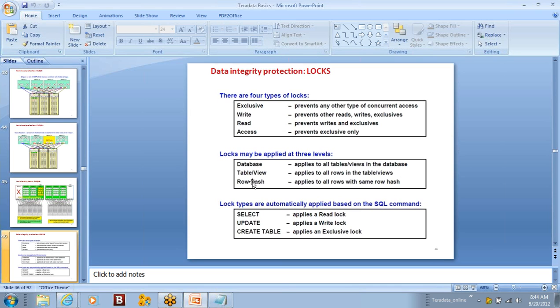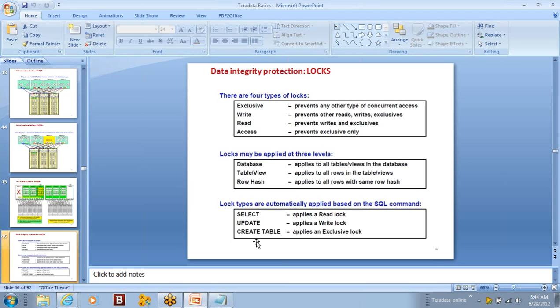Okay, for example, if it is a non-unique primary index, the primary index can be duplicated, so we may have the same row hash value generated for all the rows which have the same primary index. So all these rows as a group can be locked as a row hash level lock. Okay, so these are 3 levels of locking in Teradata.